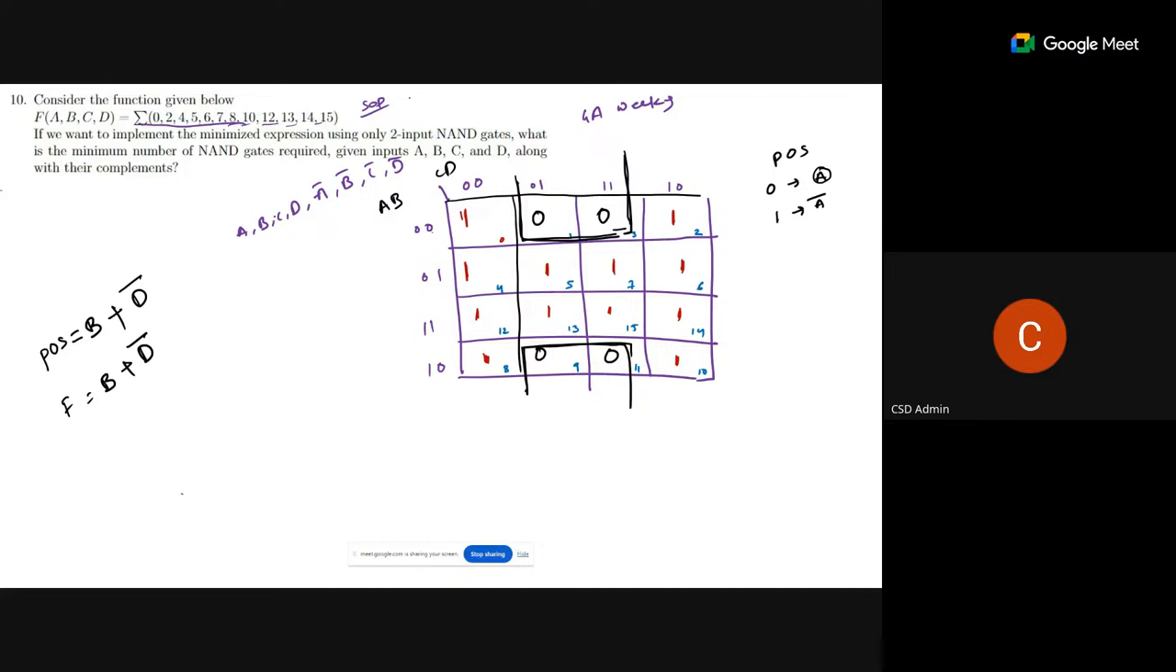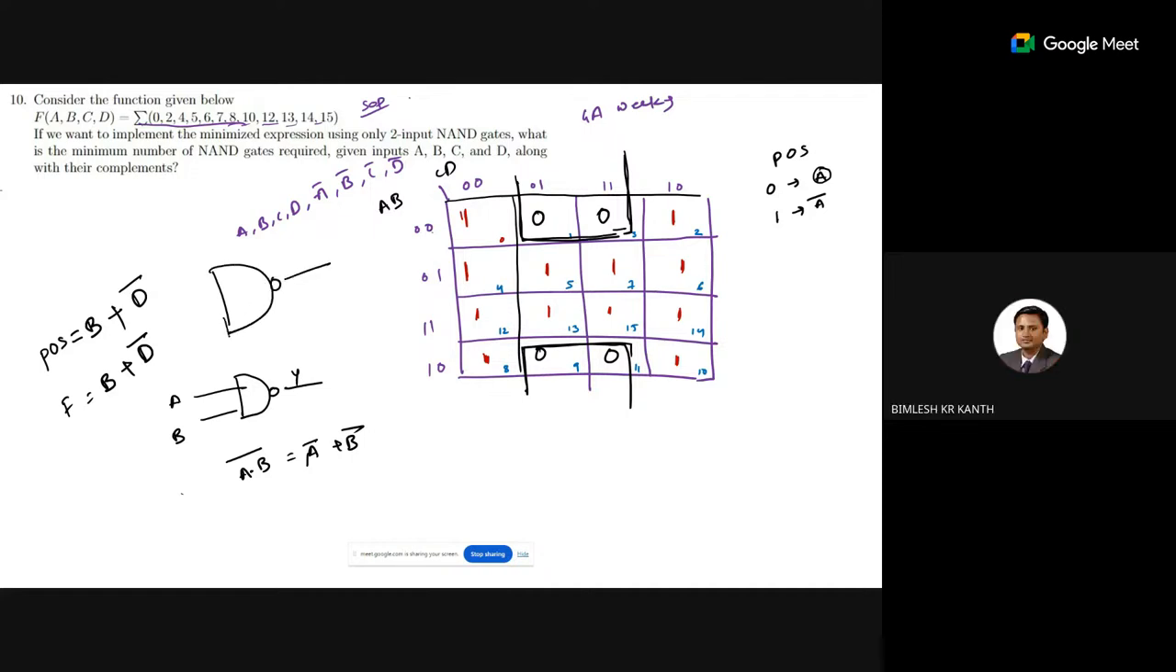Now suppose you have a NAND gate with inputs A and B, and output Y. What will be the output? A B bar, so equal to A bar plus B bar. Correct. Now, if there is one NAND gate, we need B bar and D inputs. So we input D and B bar.